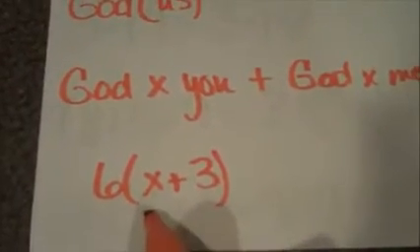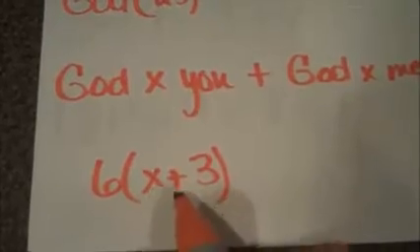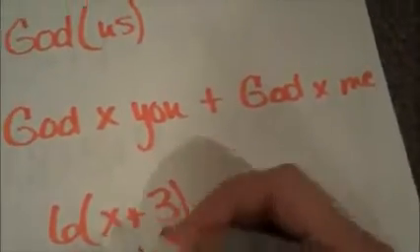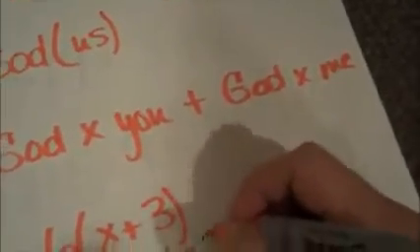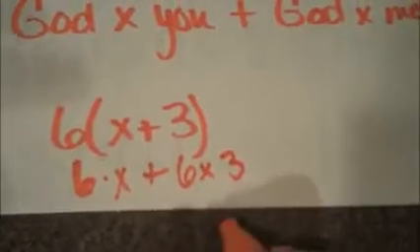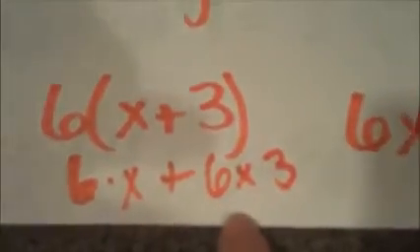Finally, you can do it with a variable. And so here is 6 loving x and 3. 6 loves x and 6 loves 3. A simplified expression says 6x plus 18. So 6 times x is 6x and 6 times 3 is 18.